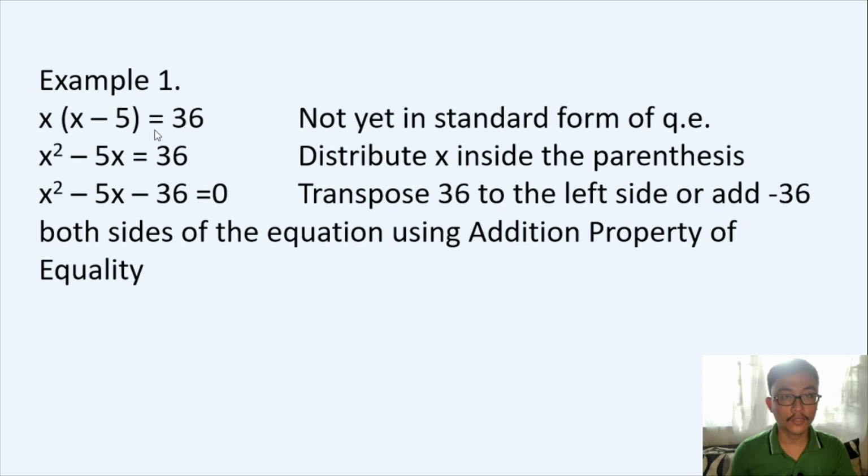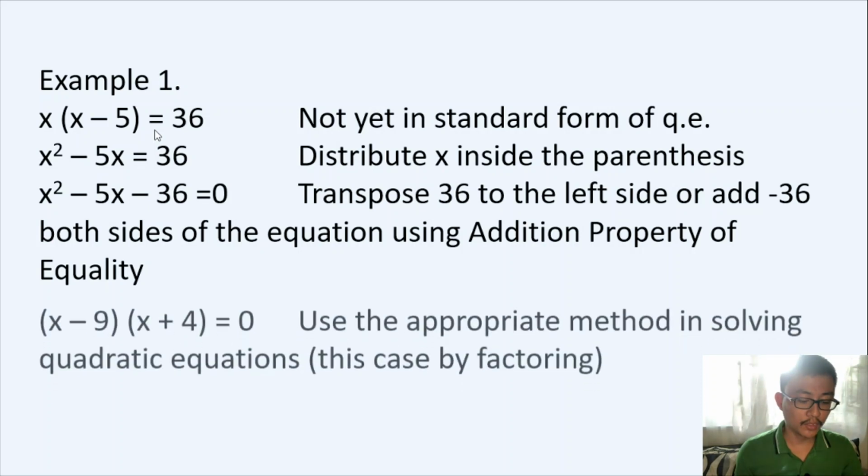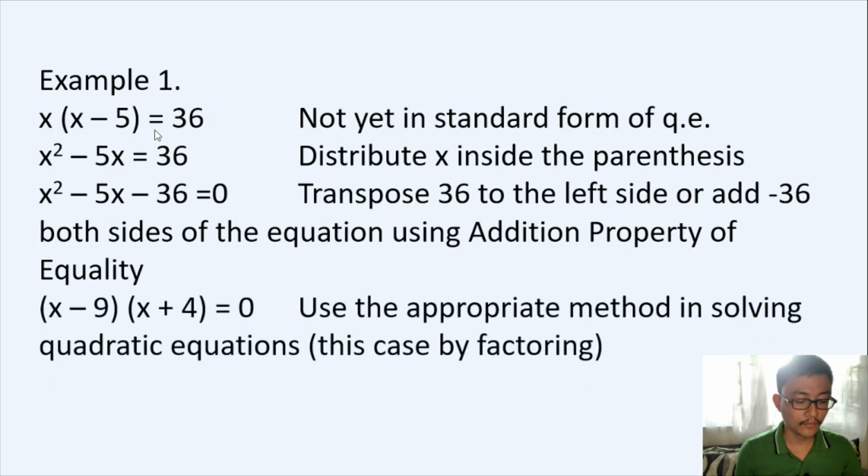Then we just transpose 36 to the left side, or just add negative 36 both sides of the equation using addition property of equality. So kaya siya naging x squared minus 5x minus 36 equals 0. Then we solve for the factors of this equation using a factoring method in solving quadratic equations. So that becomes x minus 9 and x plus 4. So ito yung factors ng x squared minus 5x minus 36.